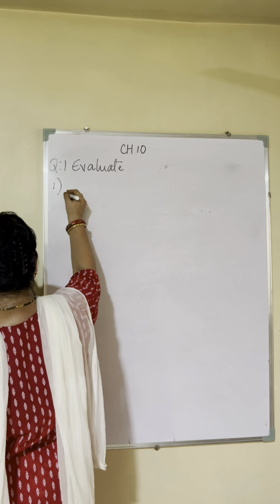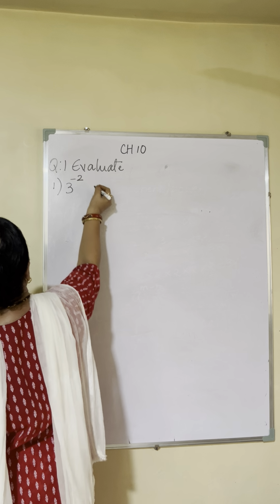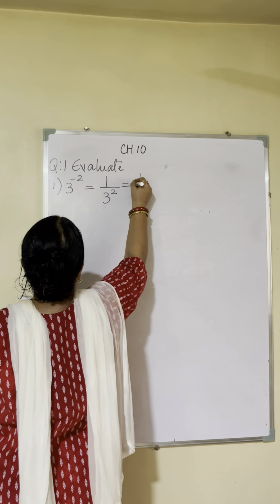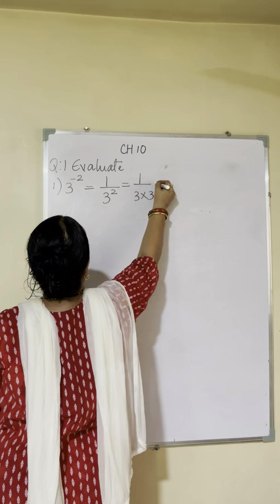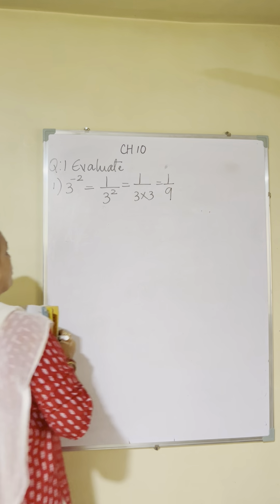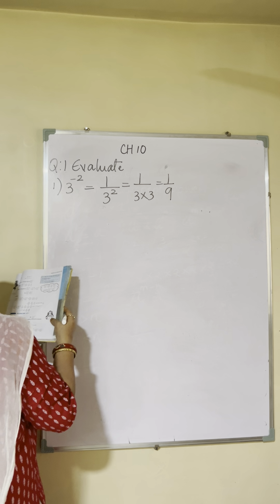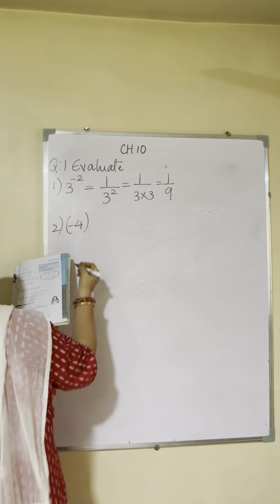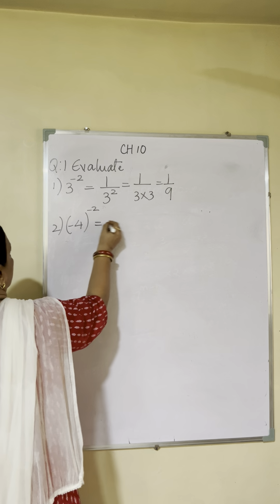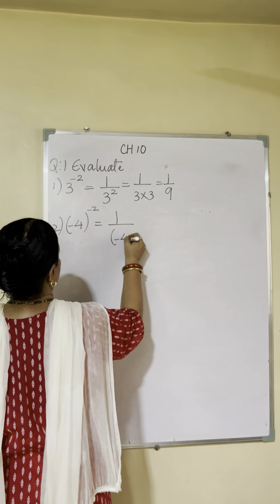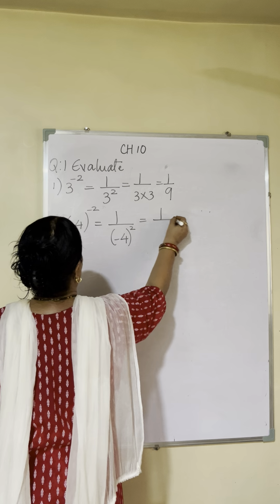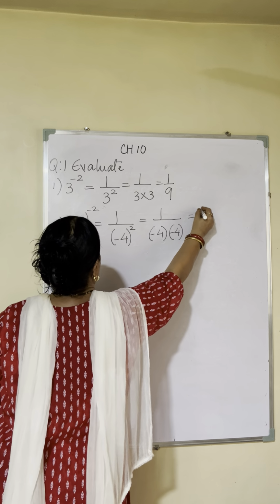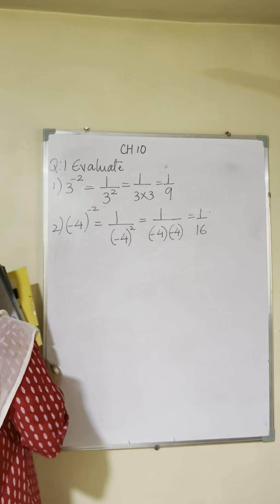First one, 3 raised to minus 2. I will make the power positive. The place will change, which means numerator becomes denominator, denominator becomes numerator. Second one, minus 4 raised to minus 2. 1 upon minus 4 raised to 2. 1 upon minus 4 is multiplied 2 times. We get 1 upon 16.